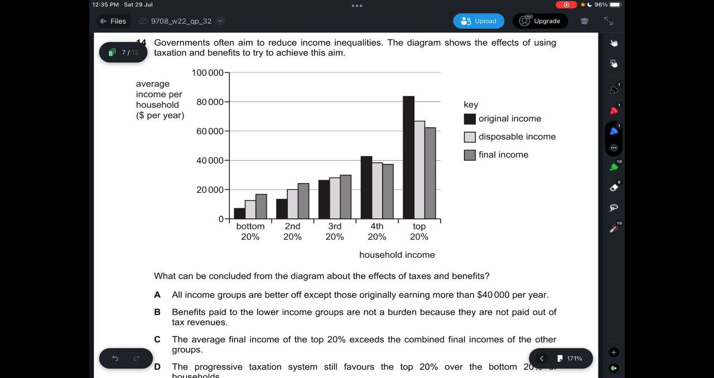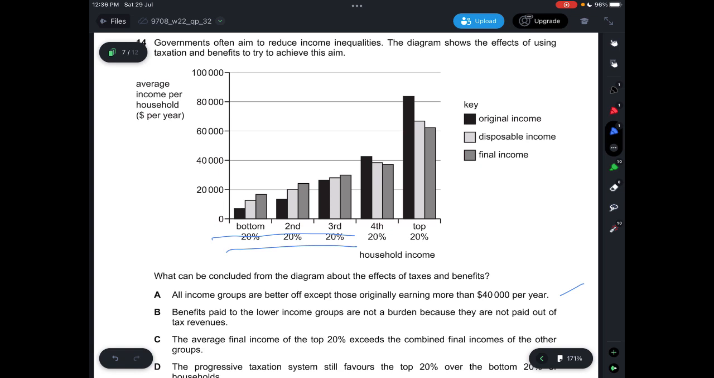So A, it says all income groups are better off except those originally earning more than 40,000 per year. So that's correct, because you can see that those who are earning less than $40,000 a year, their final income would increase. But for the fourth 20% and the top 20%, their income dipped. So A is correct because of that.